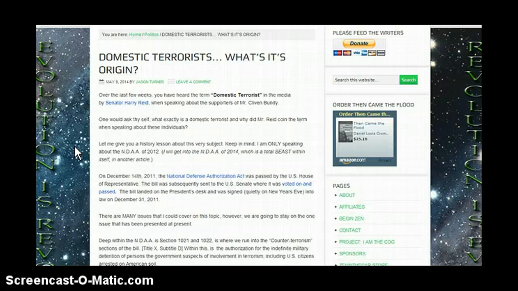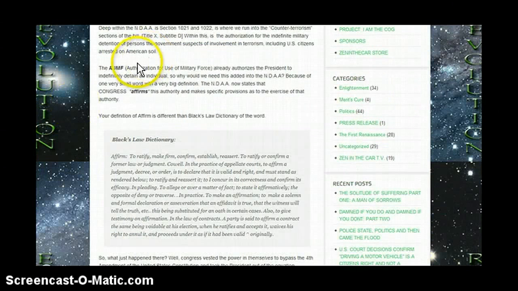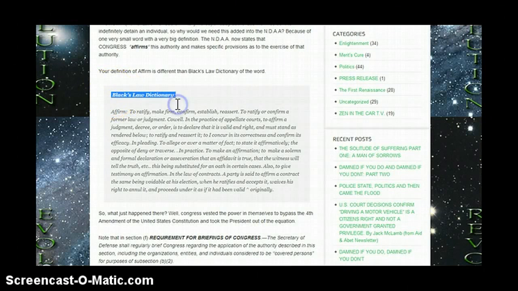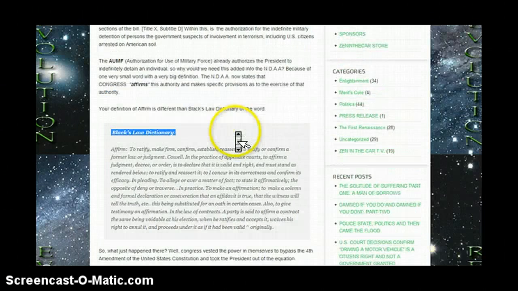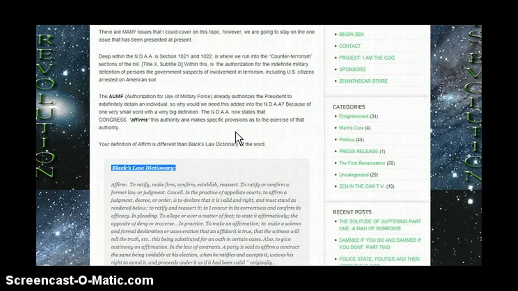It's kind of telling when you start getting deep into what the NDAA of 2012 offered, the AUMF of 2002, which is the authorization for use of military force. I go into that down here at the bottom, where it came from, what started it, Black's Law Dictionary's definition of the word affirm, which Congress had used in the 2012 NDAA in sections 1021, 1022. Basically, when the AUMF was created, the president had the authority to unlawfully detain an American citizen indefinitely.